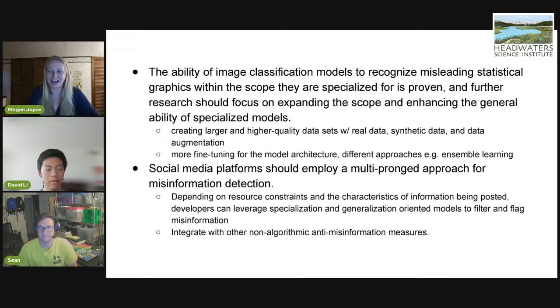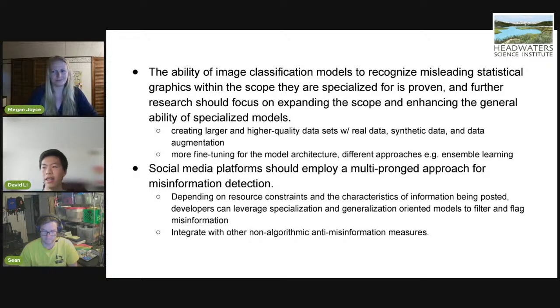Incredible. I have one question for you, which is actually not about misleading bar charts, but if you were going to do something similar with another kind of chart or another kind of misleading graphic, what would you change?